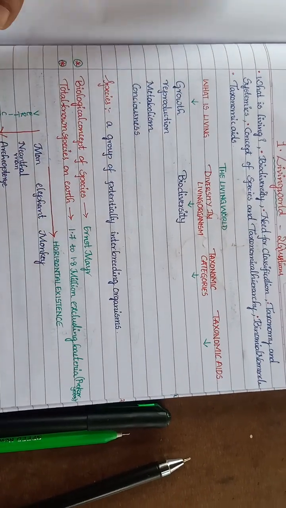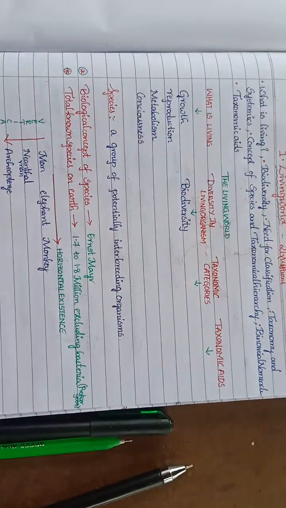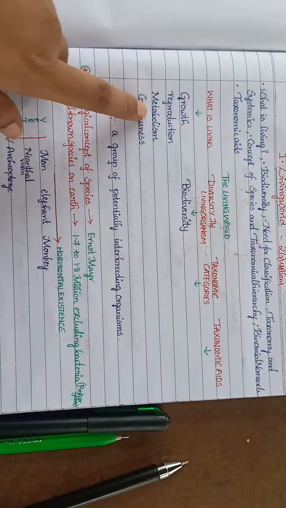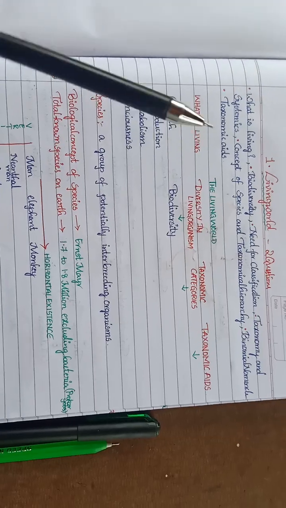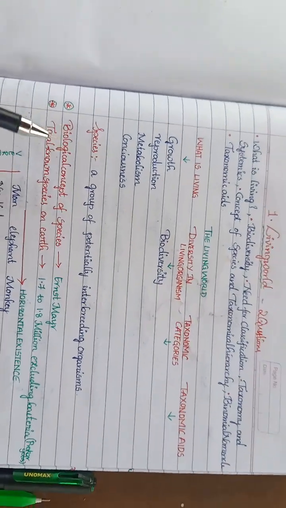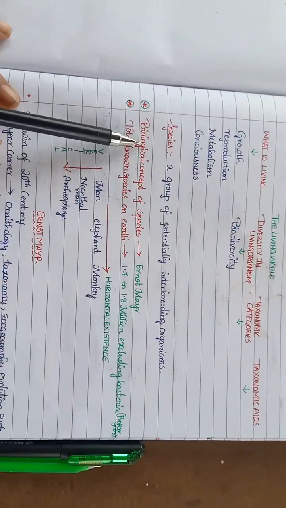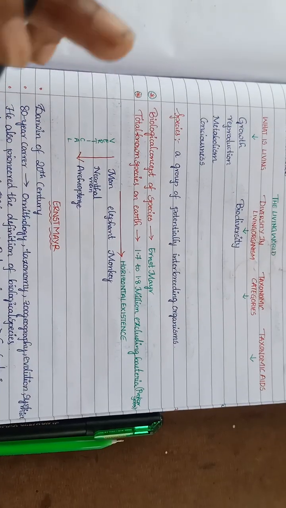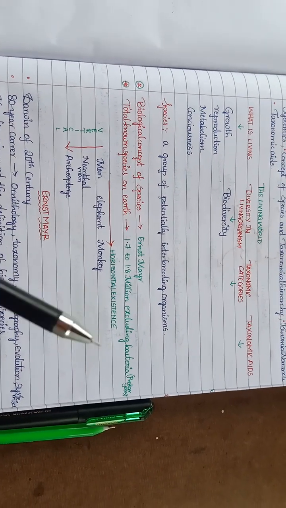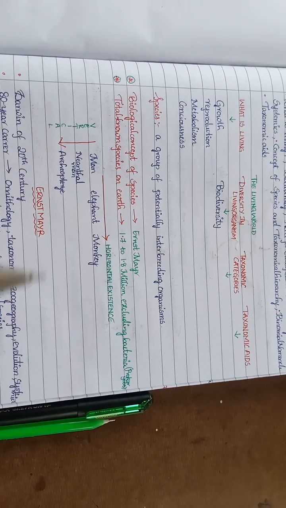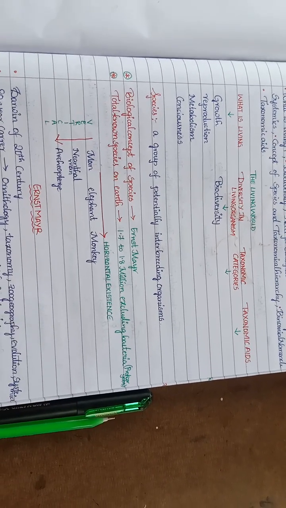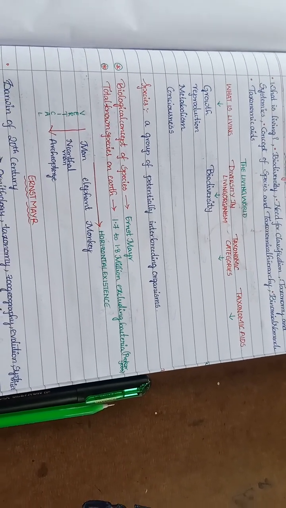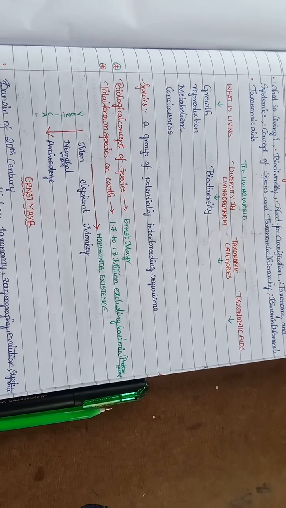Now in this chapter we'll discuss firstly what is living. In that, the side headings are growth, reproduction and metabolism. Now the biological concept of species was introduced by Ernest Mayr. Total known species are 1.7 to 1.8 million, excluding bacteria and prokaryotes. We have horizontal and vertical existence, which means horizontal existence is existing till now and vertical existence is in olden days.